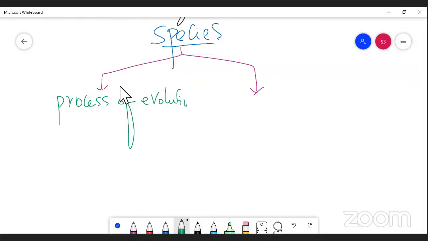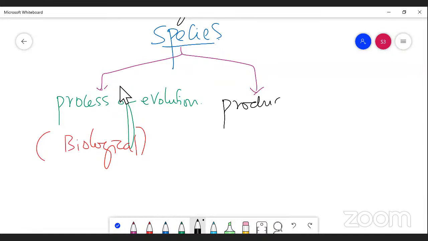In the process of evolution, only biological species are involved. Dear student, please understand, because only the living organisms are involved. Process of evolution means the biological species play a very prominent role in the development of evolution. Whereas a product of evolution is another category, that is product of evolution.